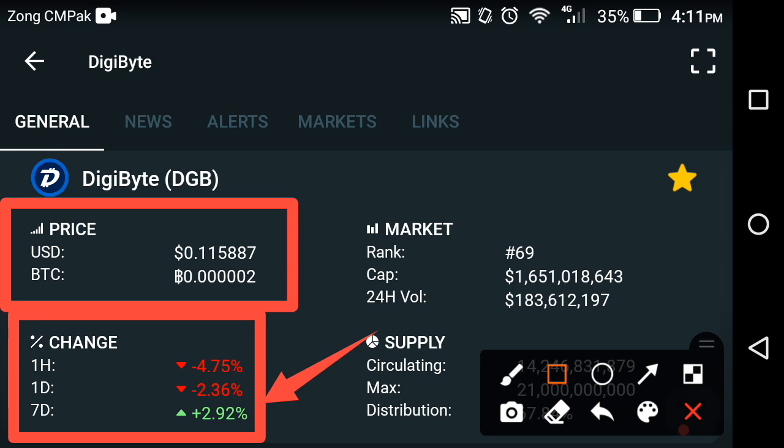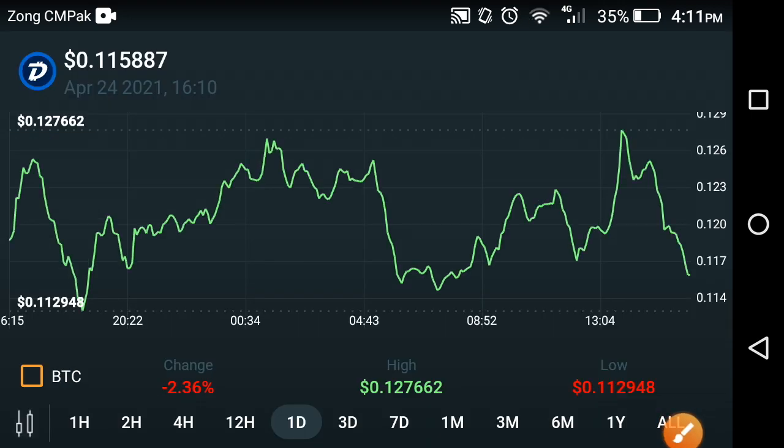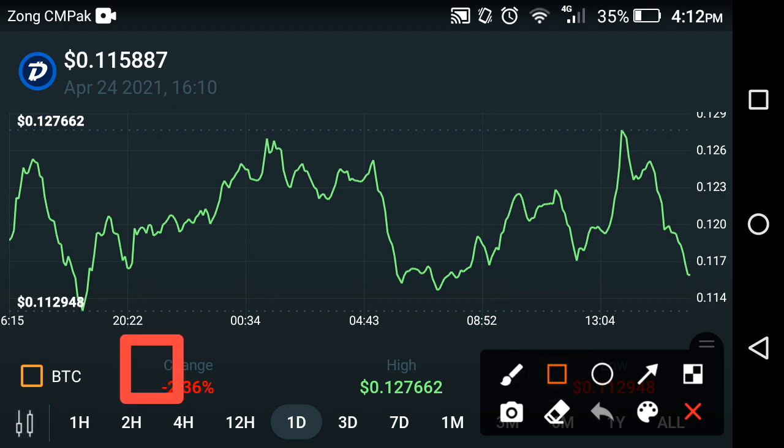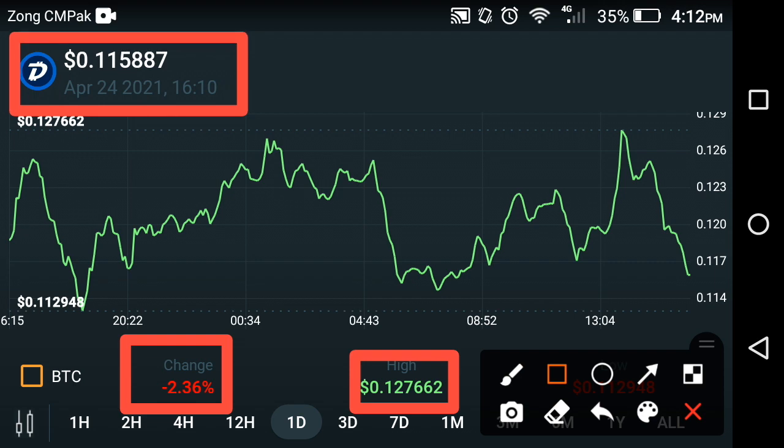Now let's see the price prediction chart of the Digibyte for the last 1 day. What's the price change in the last 1 day, friends. As I told you, the last 1 day change is negative 2.36%, and the highest price of the Digibyte in the last 1 day period is about 0.1276662 USD. And the current live price in the market is about 0.115887 USD, friends. So absolutely it's very much less than the high price, friends.